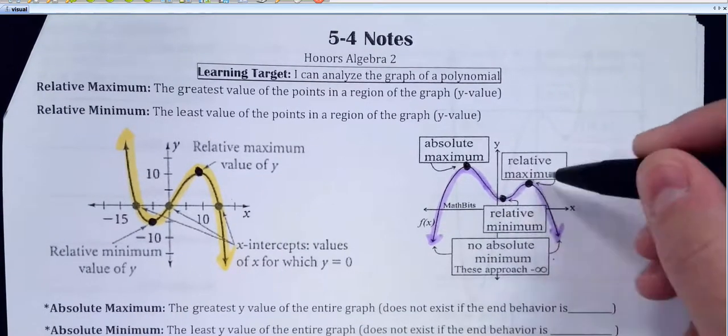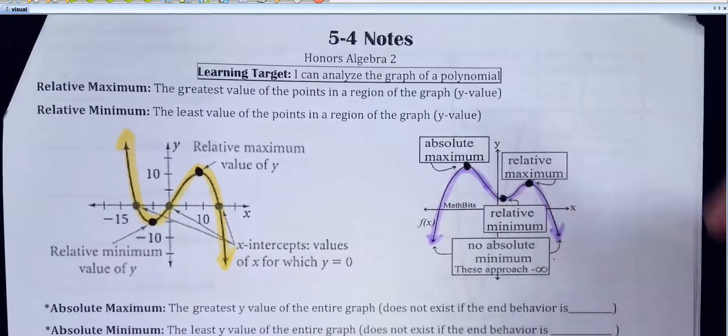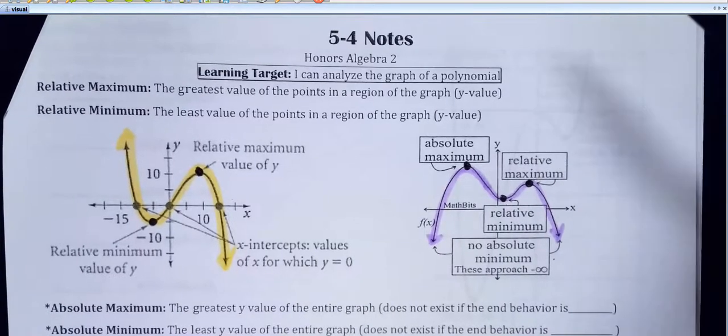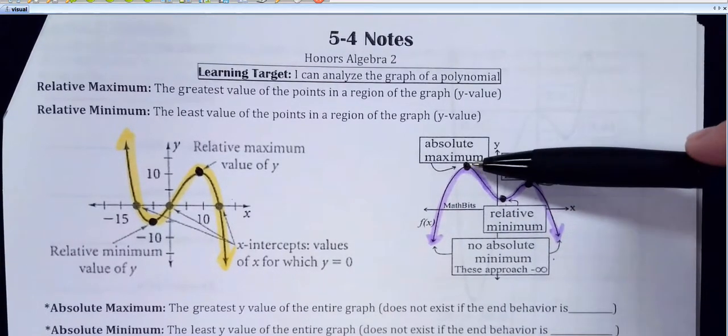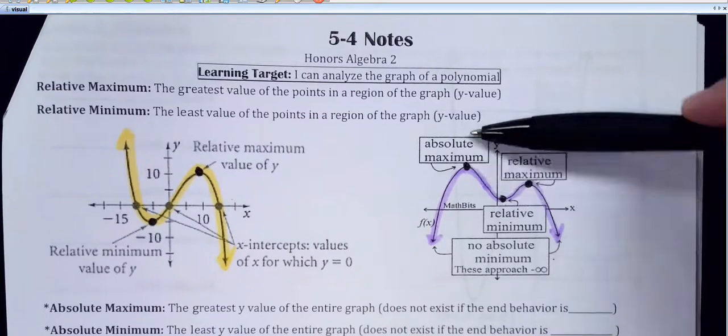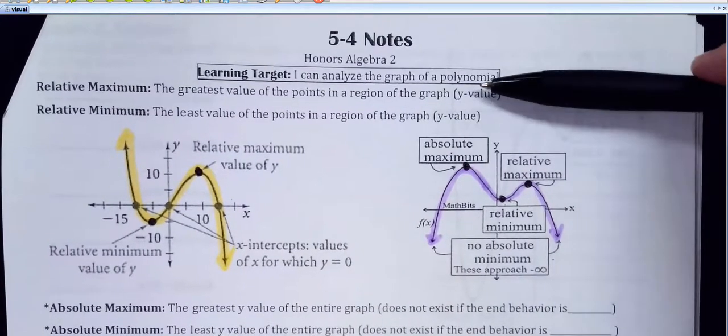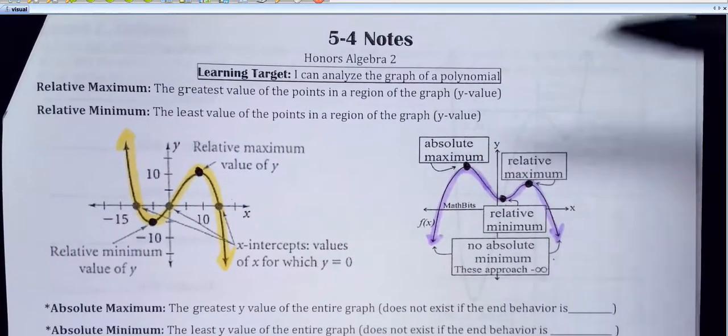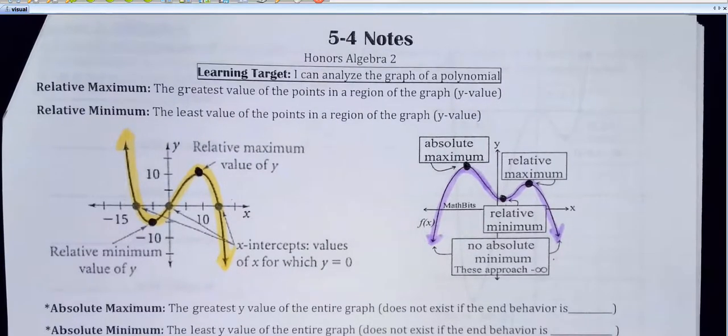And the absolute maximum can occur if you have an even function. This is absolutely the top of the graph. There's no points above this because the graph doesn't point up. And so you can have an absolute maximum or you can have an absolute minimum. We'll talk about that on some of the graphs as we go through this today.